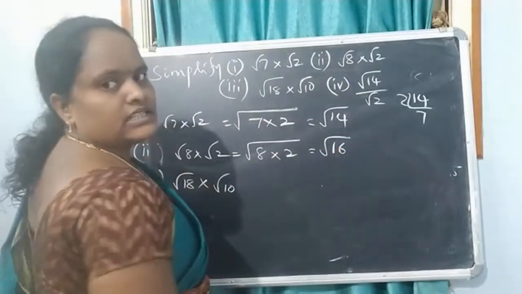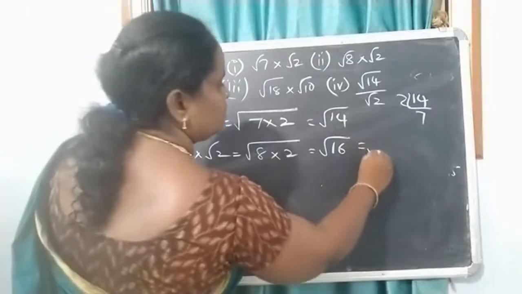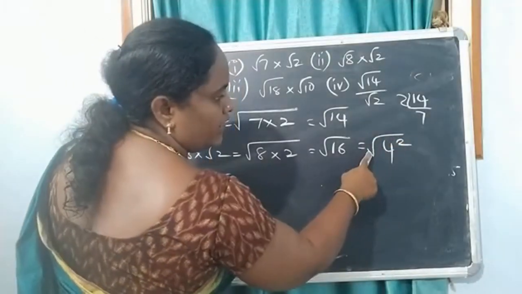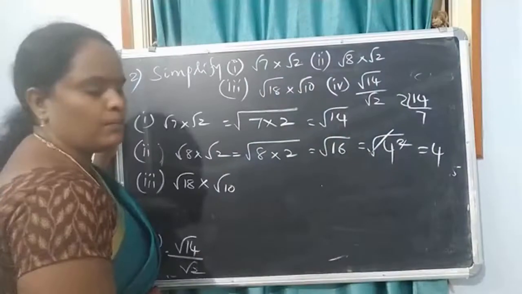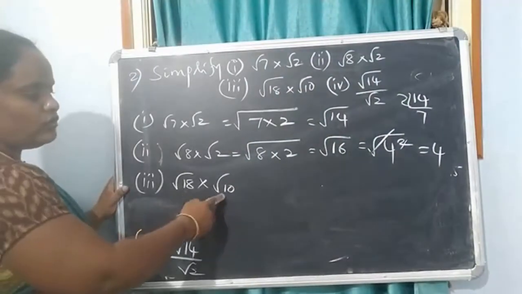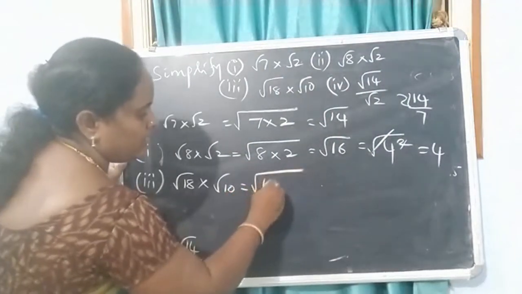16 is a perfect square. Square of which number? 4. So root of 4 square. Square root and square will get cancelled. Answer is 4. Next, root 18 into root 10. In the same way, we can write 18 into 10.